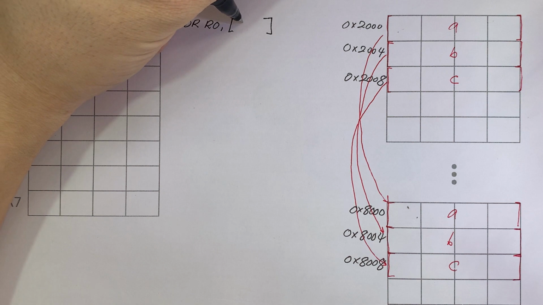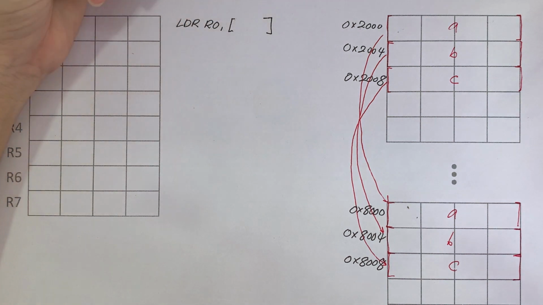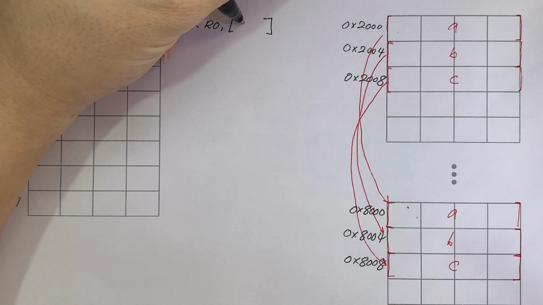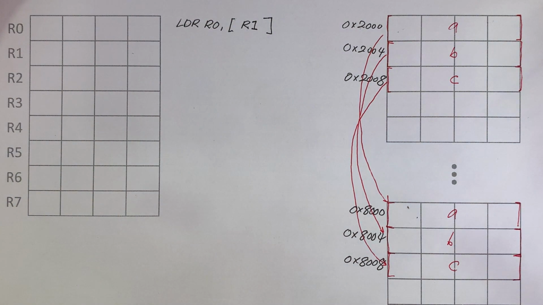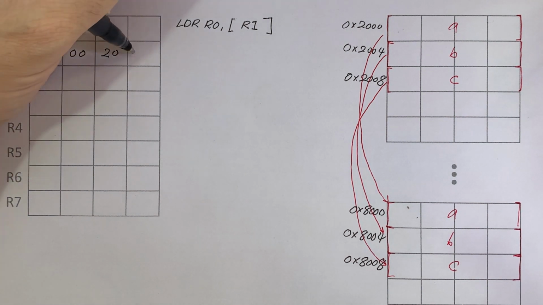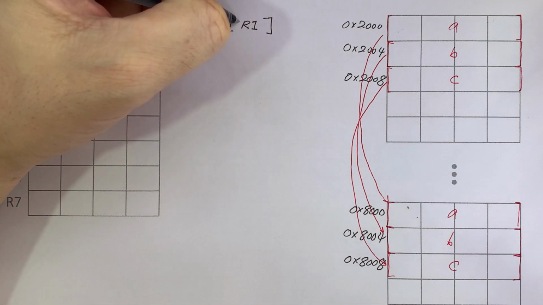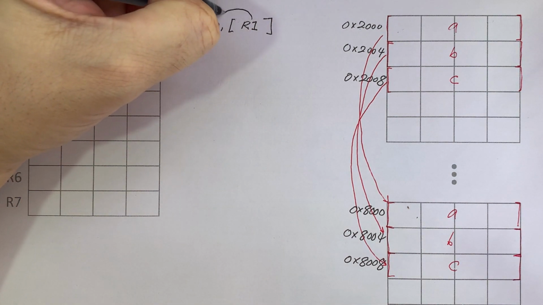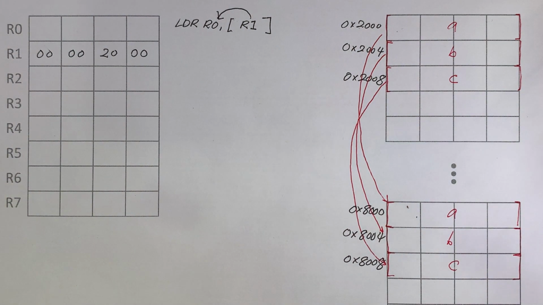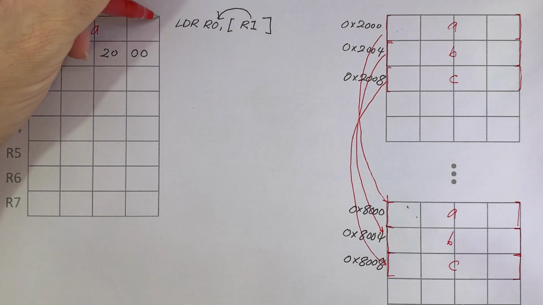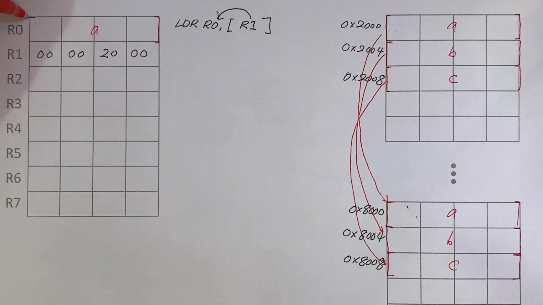Alright, so let's say this address is given by R1. Let's assume I already initiated my R1. So by moving from memory using R1, I basically get A in R0.